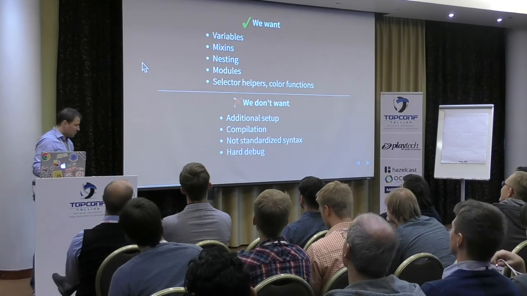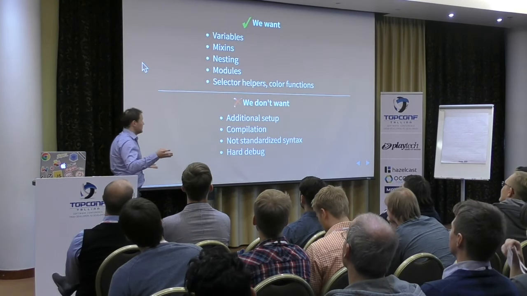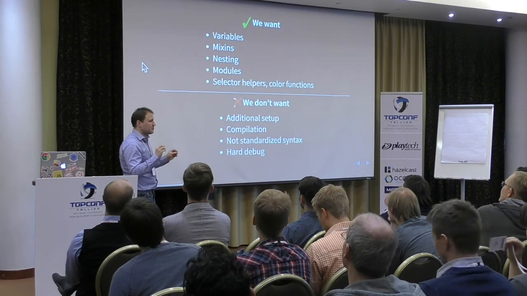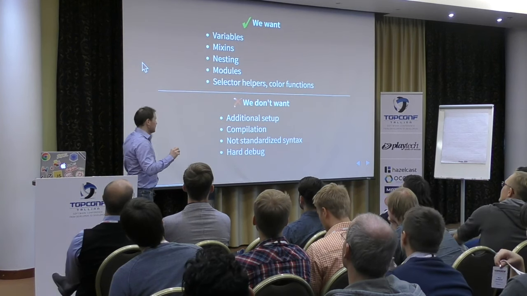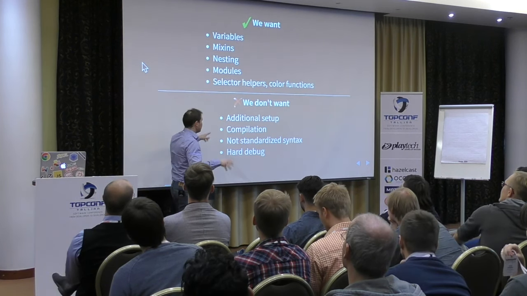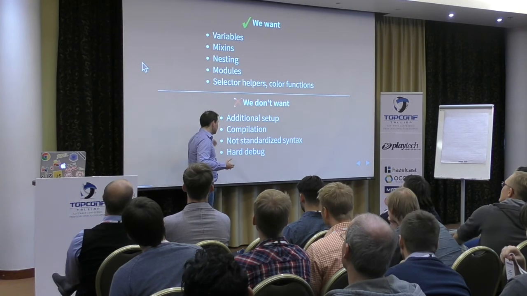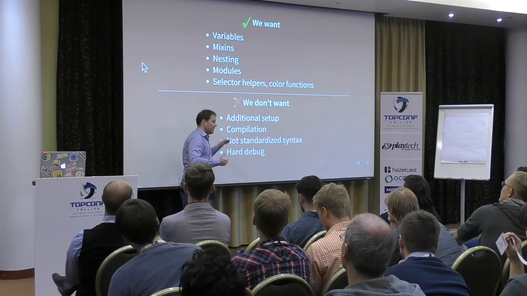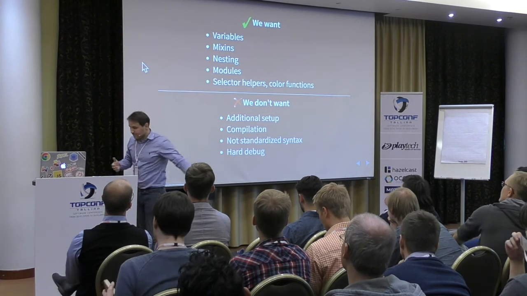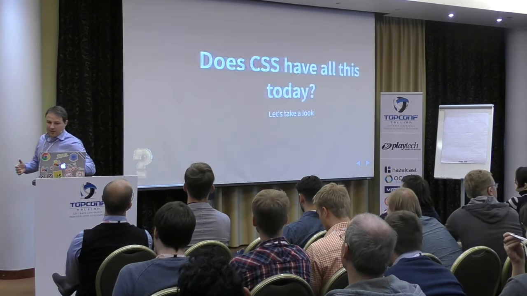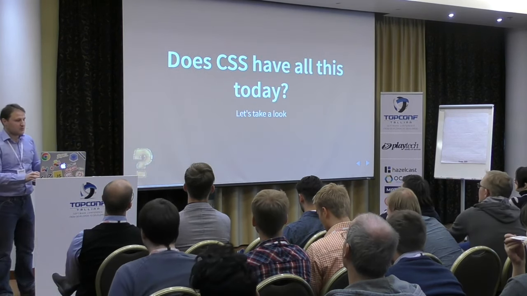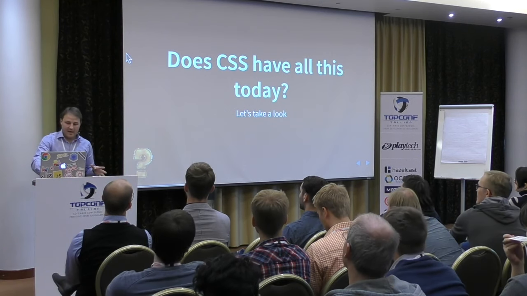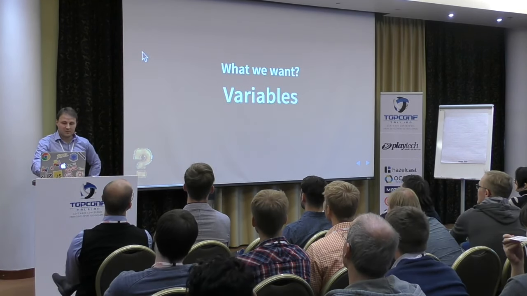Let's summarize. What we want: variables, mixins, nesting, modules, and some selectable helpers, color functions. There are many, many good things in preprocessors. And what we don't want: this additional setup, compilation, not standardized syntax, having to waste time learning something new every time, and this buggy debugging. And the main question I want to answer today: does CSS actually have all this today? And we will see.